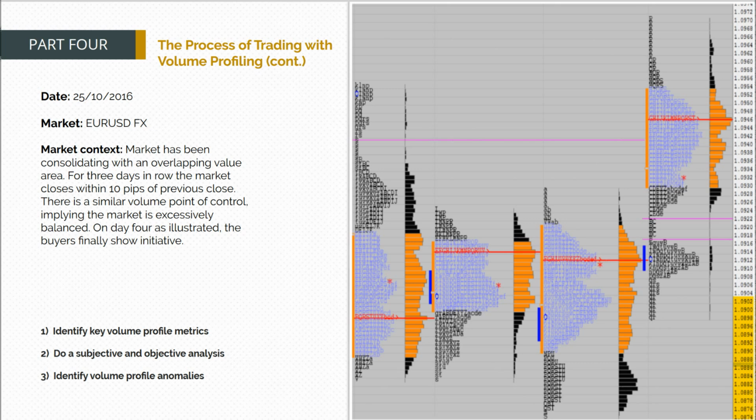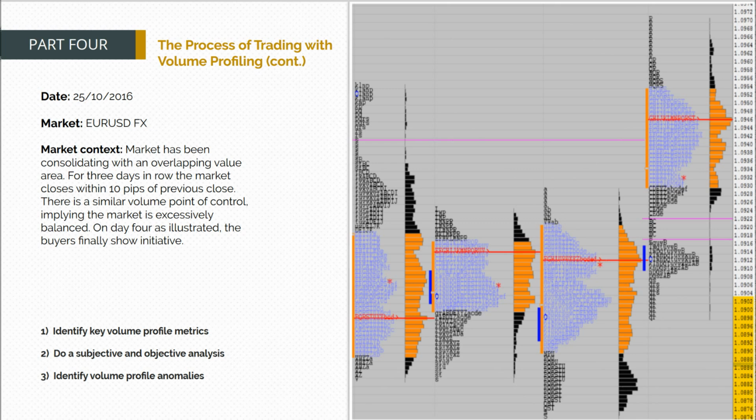Once you've identified all the key volume profile metrics, you then do step 2, which is a subjective versus objective analysis. In the next slide, we are going to do this. Step 3 would be to identify the volume profile anomalies.